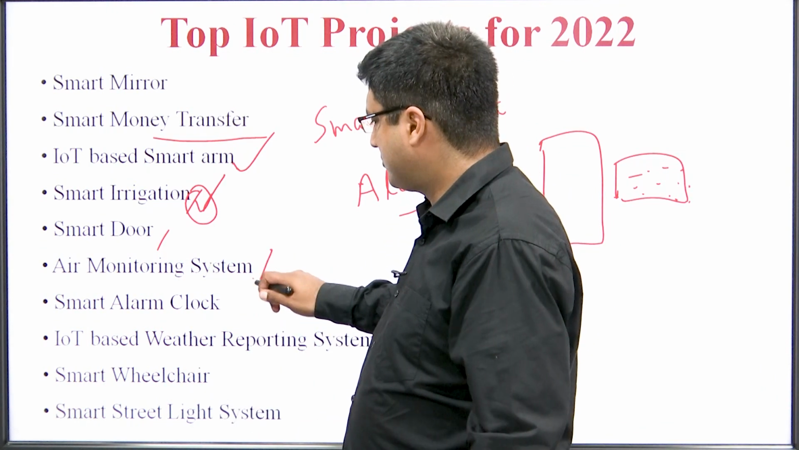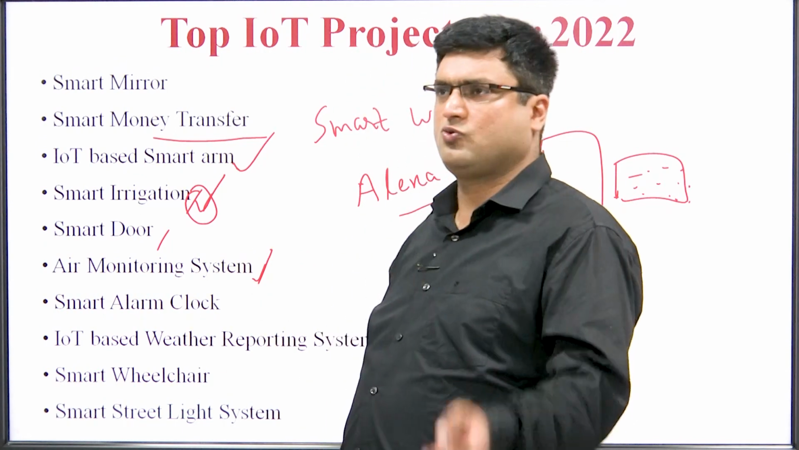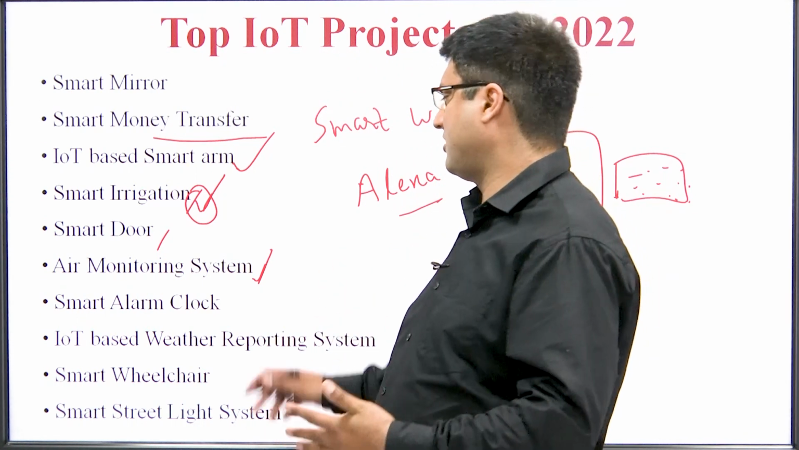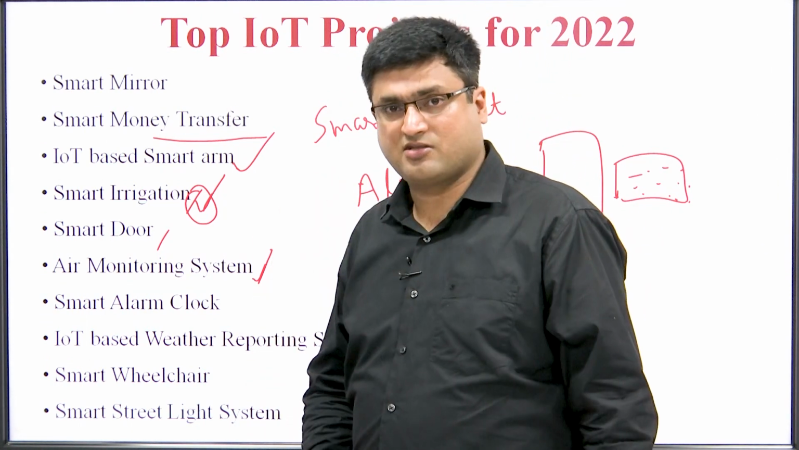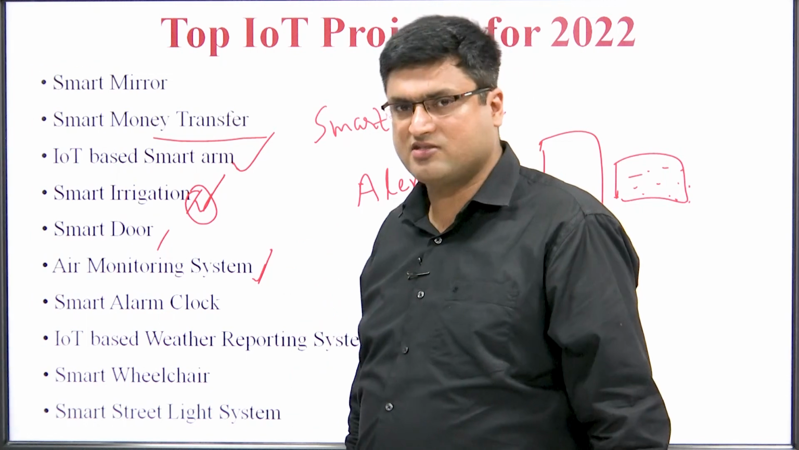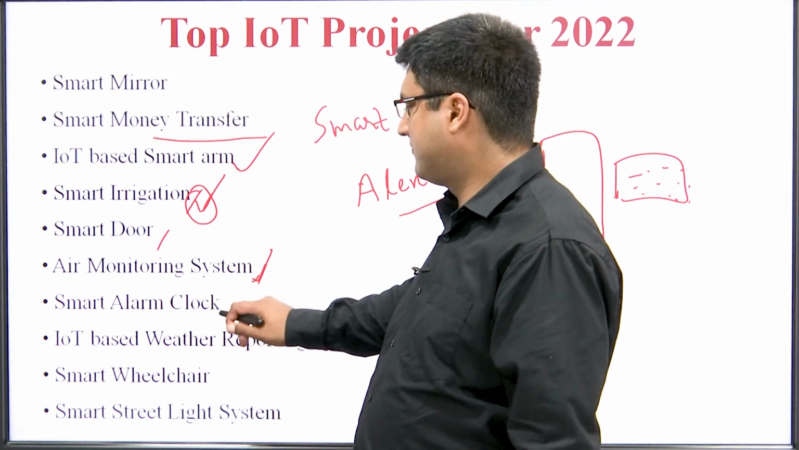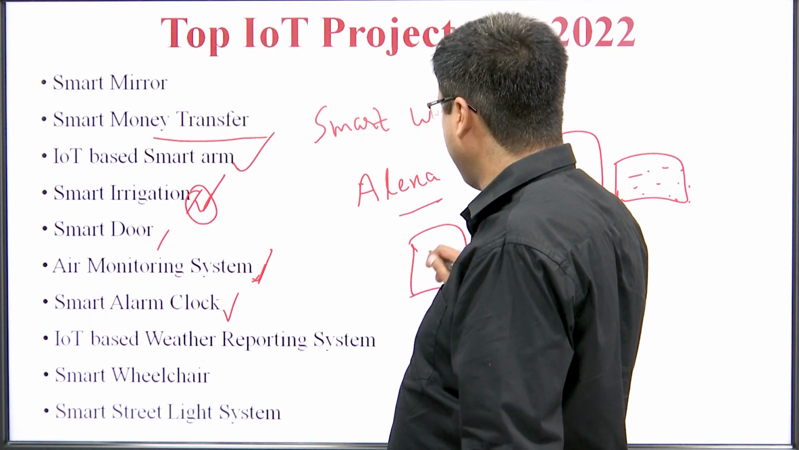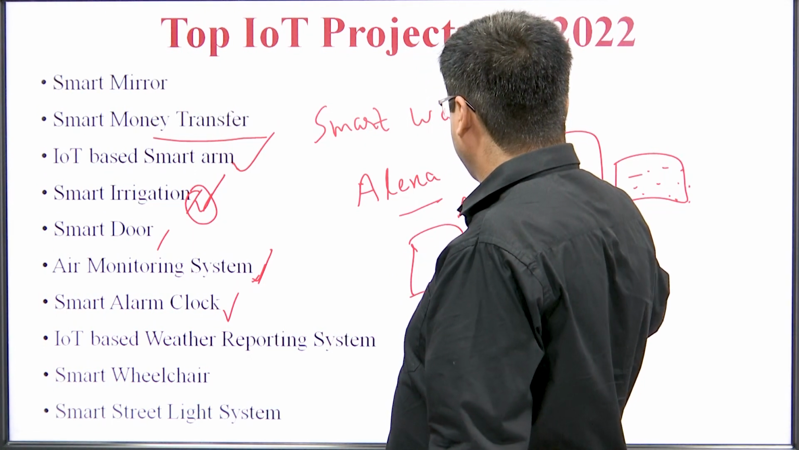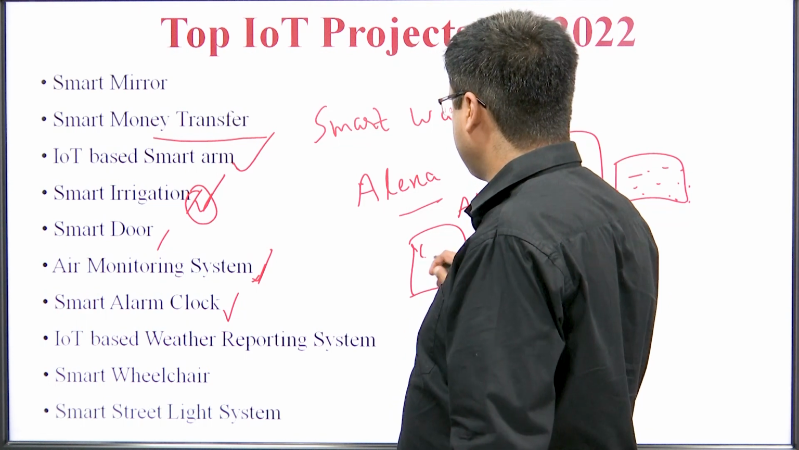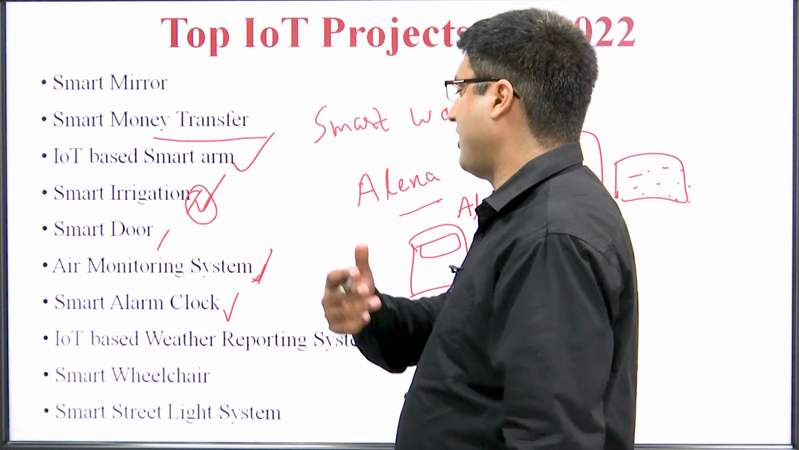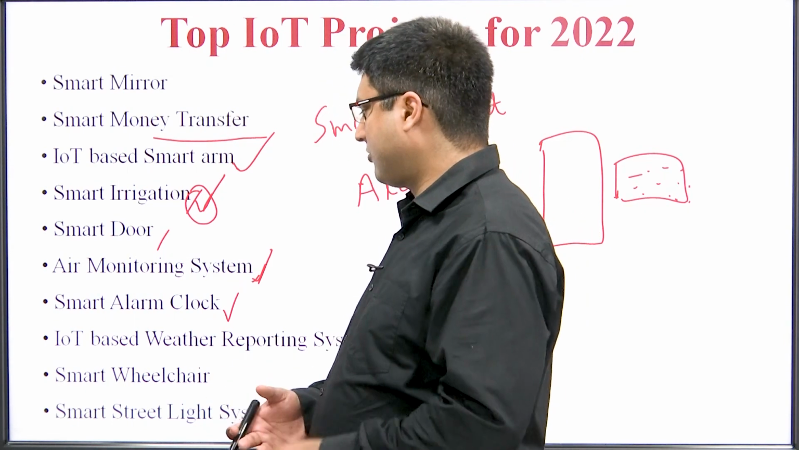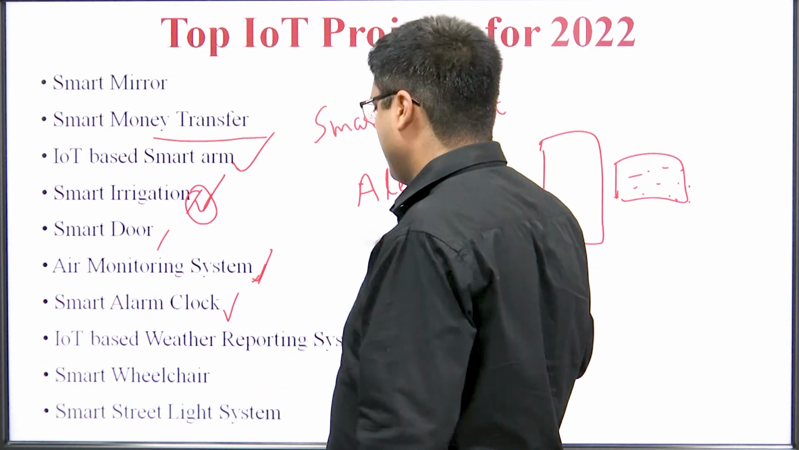Air monitoring system, the smart air monitoring system. You can check the temperature and pressure of the environment through IoT projects. Similarly, the smart weather monitoring system, where real time data can be processed. Smart alarm clock means that through Alexa you can set the alarm and set the calendar. An ordinary alarm clock can be manually controlled with a keypad, but a smart alarm clock is controlled through Alexa or voice recognition.